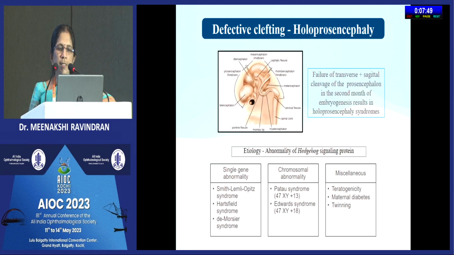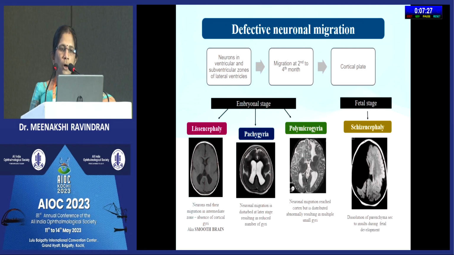It can be defective cleavage also, which happens in the second month of embryogenesis, and you can have various associated abnormalities. The main problem is the signaling protein, which is abnormal. So you can have Patau or Edwards syndrome. All these things can also be a part of the developmental anomalies. Or the neurons usually start migrating in embryogenesis. They migrate from the ventricular and subventricular zones, starting around the 2nd to 4th month, and reach the cortical plate. Anywhere, if there is a problem, you can have this.